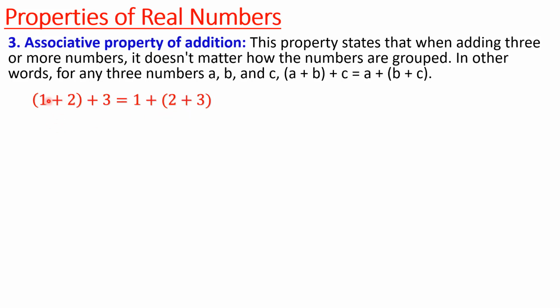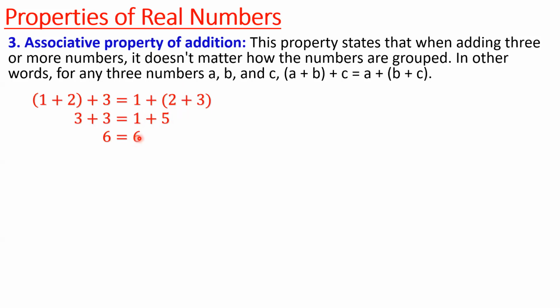For example, let's say we group 1 plus 2. What is 1 plus 2? That's gonna be what? 3. 3, right? And then 3 plus 3 is gonna be what? 6. 6. Now let's do the other way around. Let's group 2 and 3. What is 2 plus 3? That's gonna be 5. And then we add the 1, and that's gonna be 6.